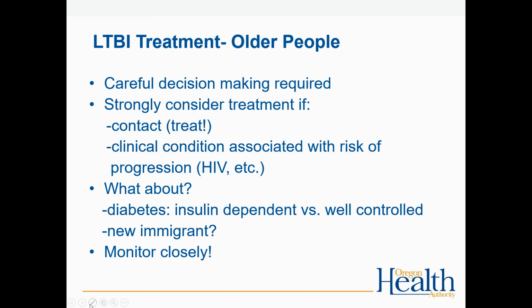The short course rifampin-based regimens do change the way you think about it. If you can treat someone in 12 weeks, you're much more likely to offer it to a 70-year-old than 9 months of INH, for example. So I have found myself treating older individuals the last few years because I've really drifted towards rifampin-based regimens. So, cool.